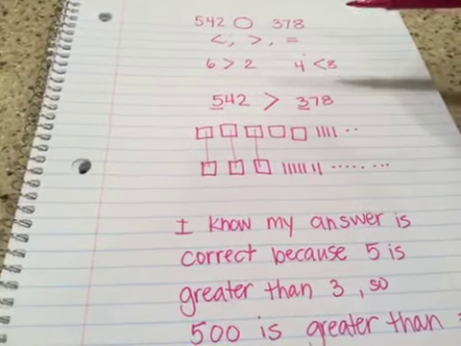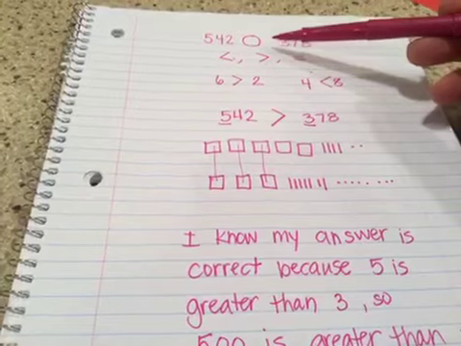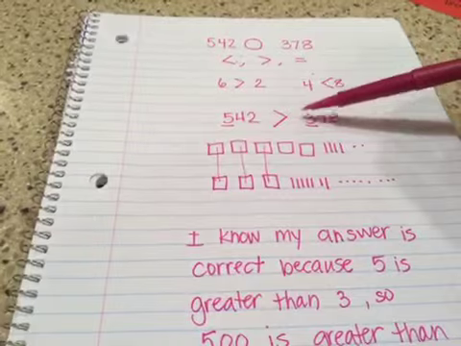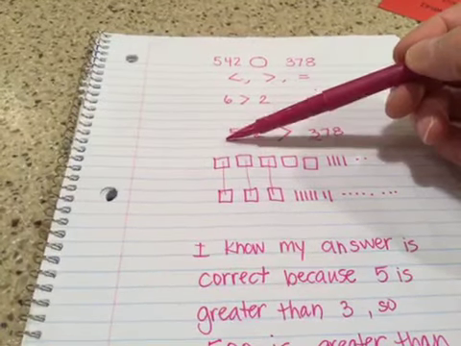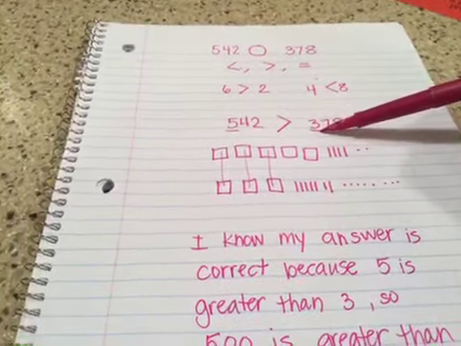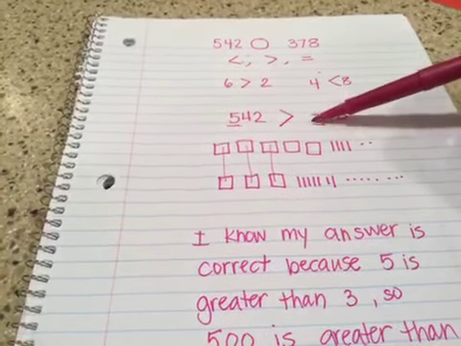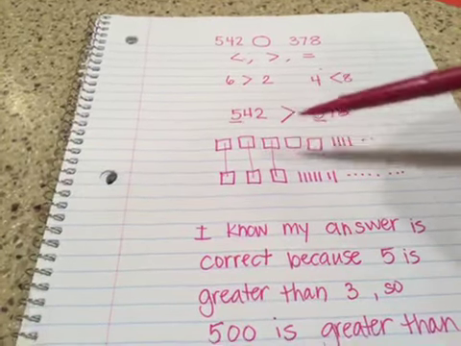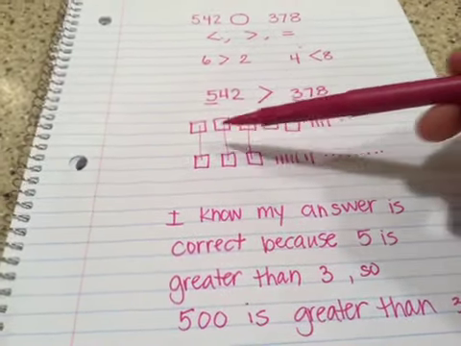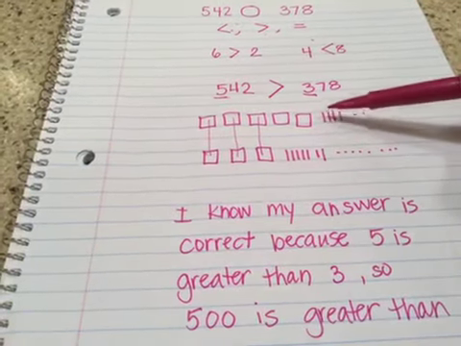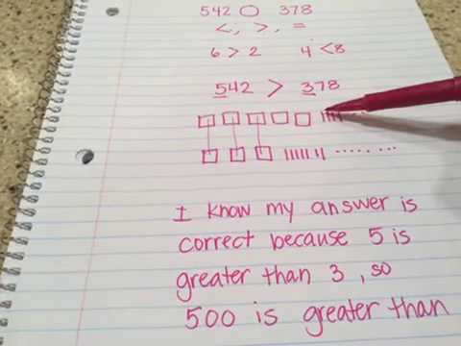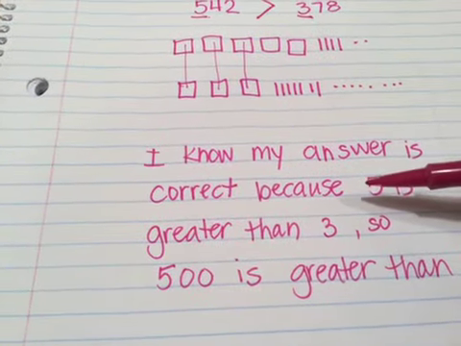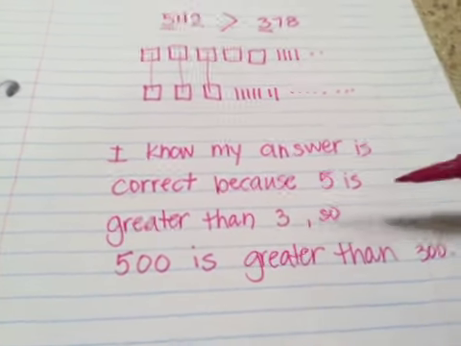Okay, so let's review. I compared the numbers 542 and 378. I found out that 542 is greater. I started with the first digit and underlined it so I could see exactly what I'm comparing, the 5 and the 3. 5 is greater than 3, so I used the greater than side. I also drew a picture showing the hundreds and how there are more hundreds in 542 than there are in 378. And then I wrote my answer to prove that I know that my answer is correct.